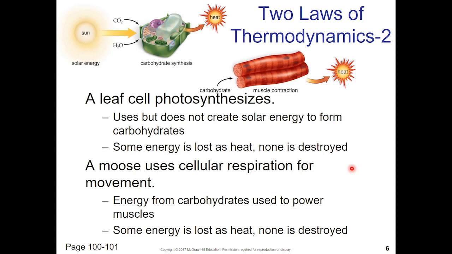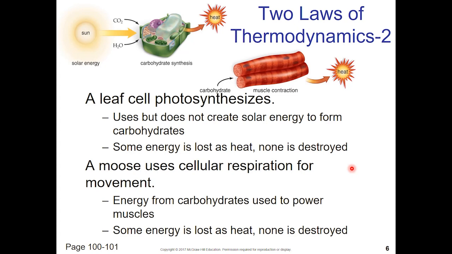All right, so some examples of this. You have leaves that photosynthesize. Okay, they take the energy of the sun and they make some sugars. And then in turn, the moose will eat that leaf and he'll use that to move around and live. Every single time energy is converted from one form to another, from chemical energy to mechanical energy, for example, a little bit of that energy, or actually most of that energy in a lot of cases, is lost as heat. Heat is just the transfer of energy that's not useful from one place to another.